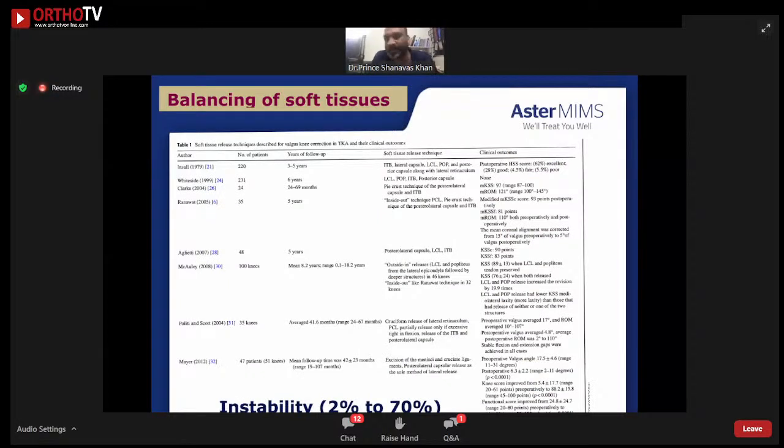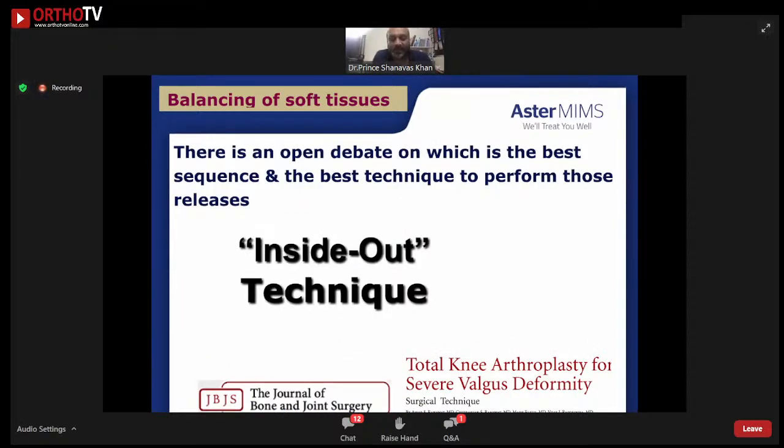So in the literature, there are so many procedures and so many things described about soft tissue balancing. I'm not going into the details, because all of these releases are associated with late instability, and the reported rate is between 2% to 70%. So don't go into the old complicated things as a beginner. This is the game changer. This was published in 2005 by Chitranjan Ranawat, the inside out technique. This is the most simple thing, and it definitely avoids the late instability.